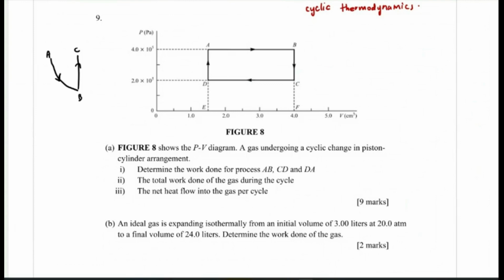Dia bermula pada point A, pada proses A, dia pergi ke B and then dia stop dekat C. Dia tak patah balik pun pergi dekat A. Nampak tak? Kalau ada arrow patah balik pergi ke A, itu kita panggil dia sebagai cyclic thermodynamics. Okay?